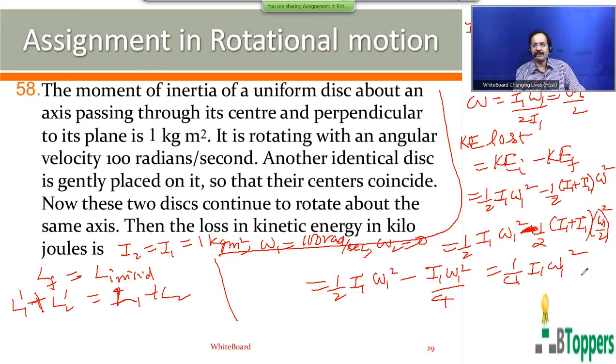In this class, I am going to complete the discussion of questions 59 and 60 in the assignment on rotational motion. Next, I will show you the continuation of the assignment, that is, the third part of the assignment with questions numbering from 61 to 90. So let us continue the discussion of question number 58.